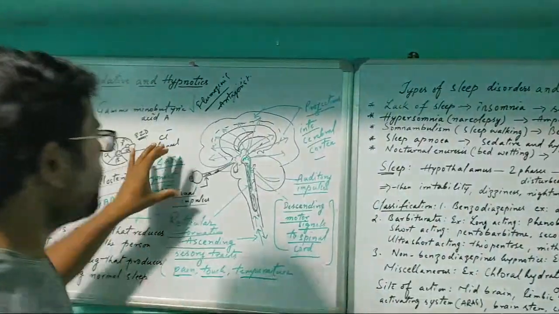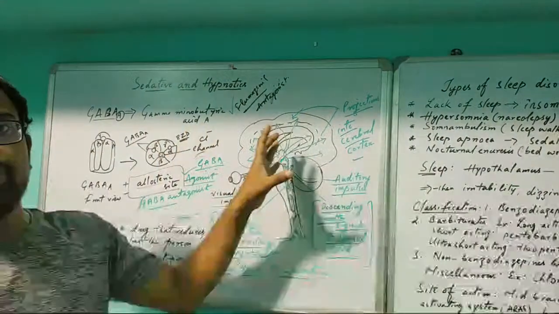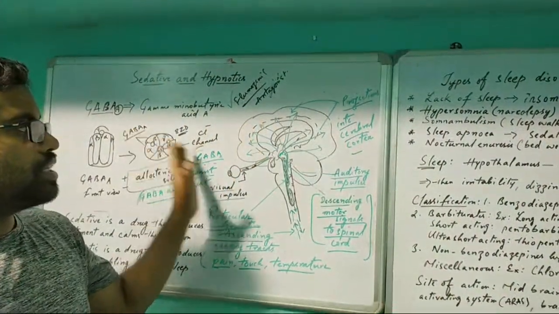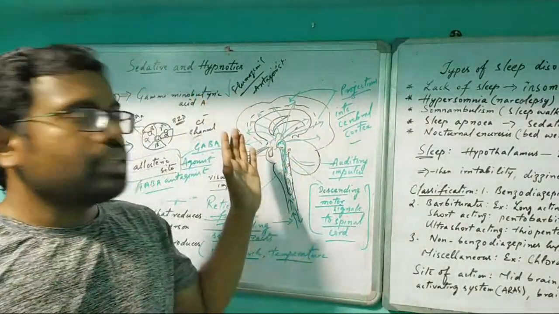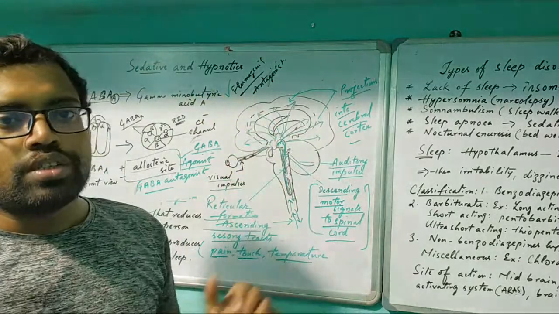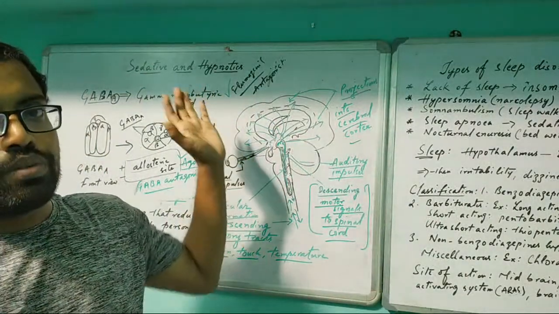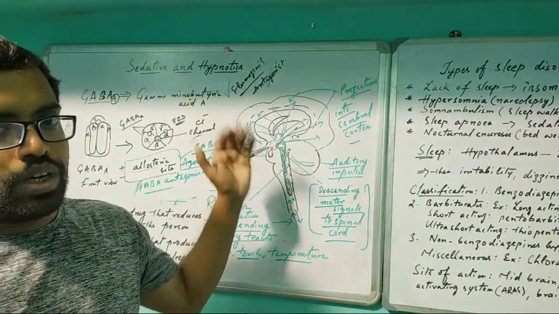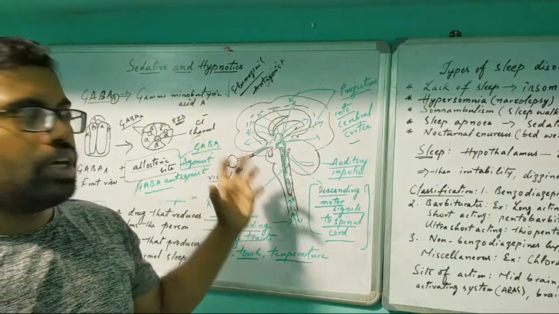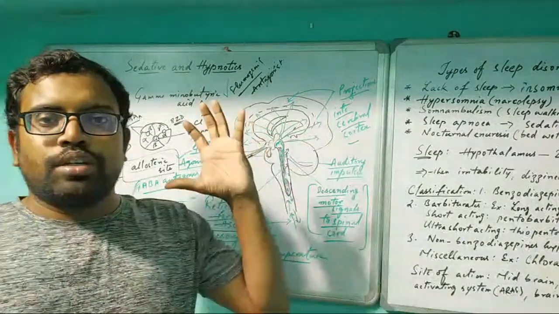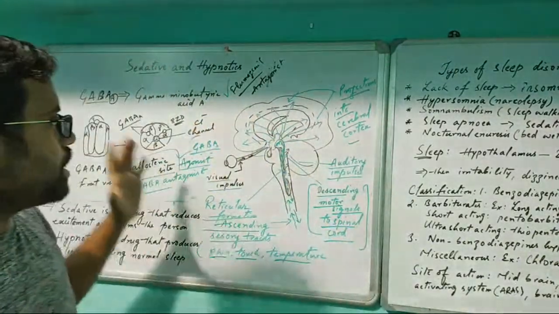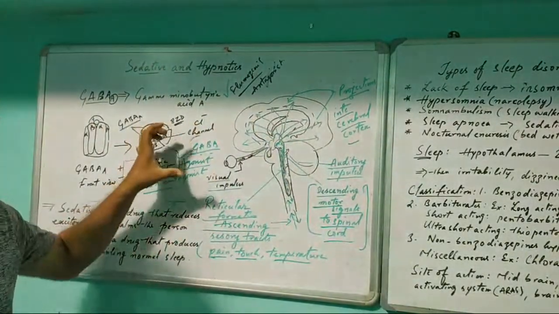This GABA is actually an inhibitory neurotransmitter, which is stopping or inhibiting the neurotransmission from the brain towards the spinal cord, from the central nervous system towards the spinal cord. In that way, the sensation of pain is lost, or irritability is lost. So that is the main mechanism.